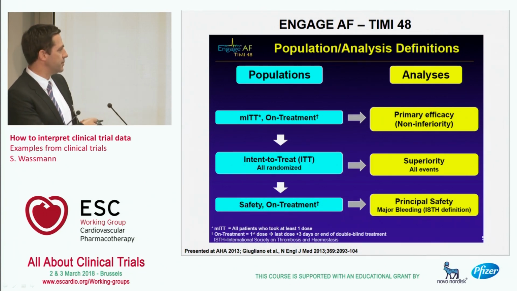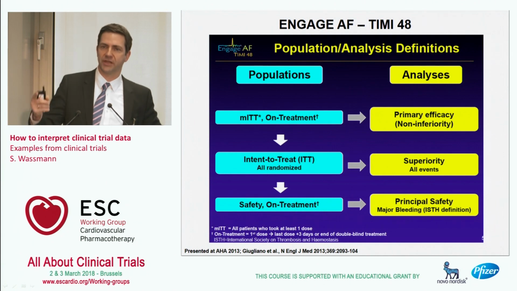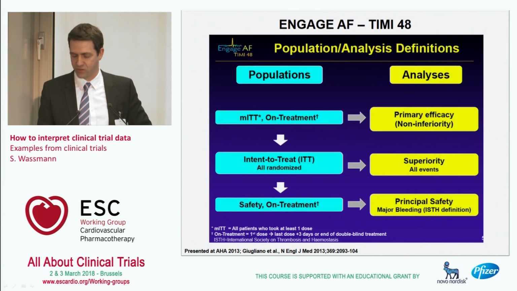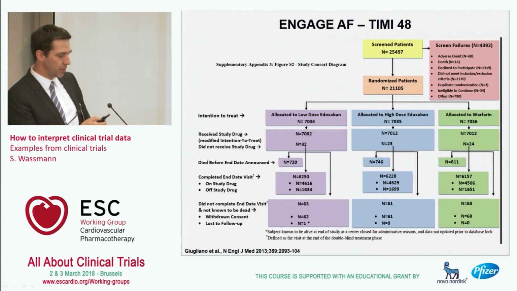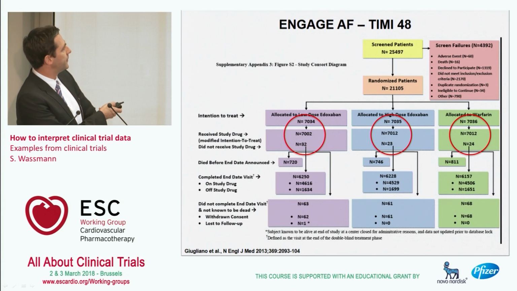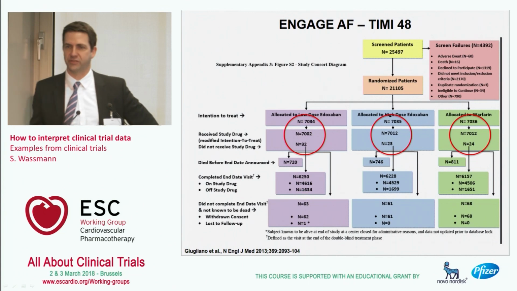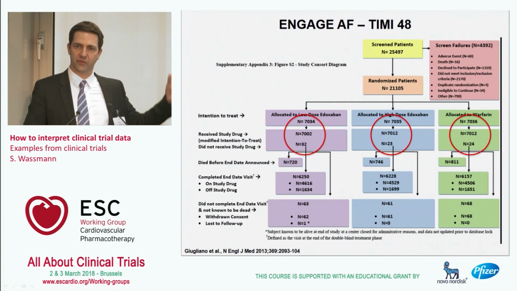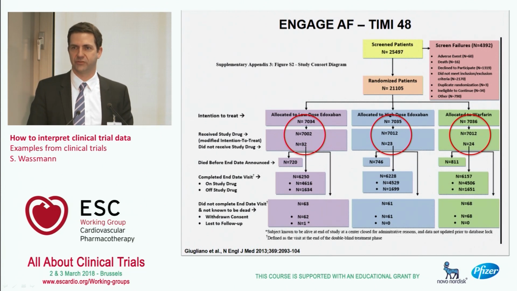So what does it mean? Modified intention to treat are all patients randomized who took at least 1 dose of study medication. That's what they do. Just to show you, it did not make much of a difference in this trial. So when you look at this, we have, let's say in this group, 7,034 patients, and in the modified intention to treat, 7,002. So 30 patients were actually randomized and did not take a pill. So they were not included in the modified intention to treat.